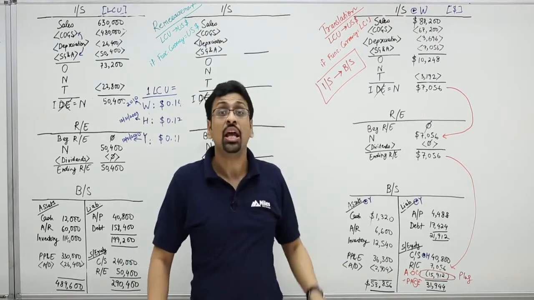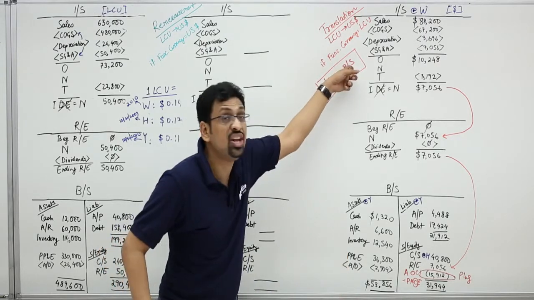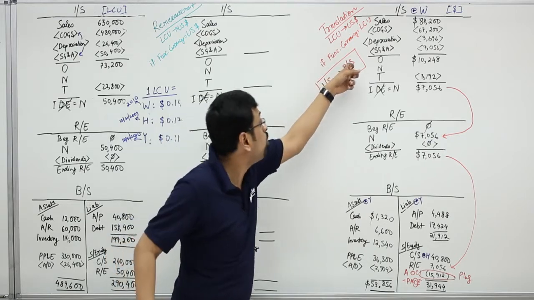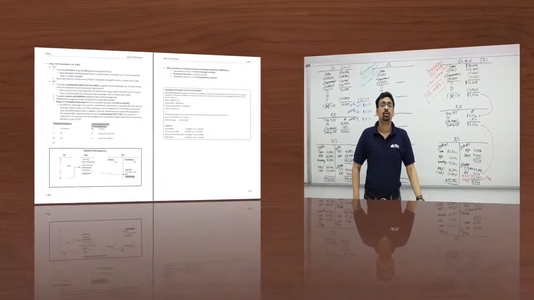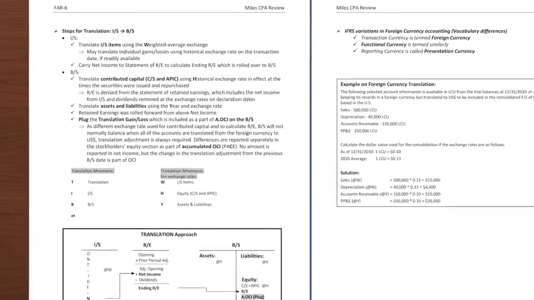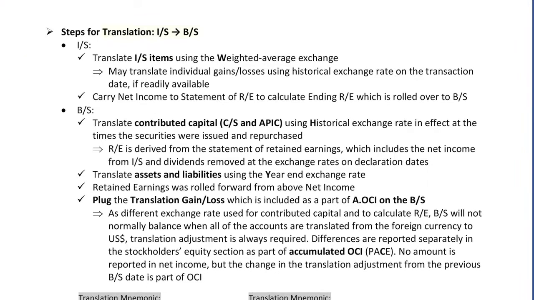So for translation, you got a balance sheet plug because you're moving from income statement to the balance sheet because you want to find this balance sheet plug. On page 30, we're looking at the steps for translation. Highlight translation, income statement to balance sheet. So whenever we're doing currency translation, our direction is from the income statement to the balance sheet.